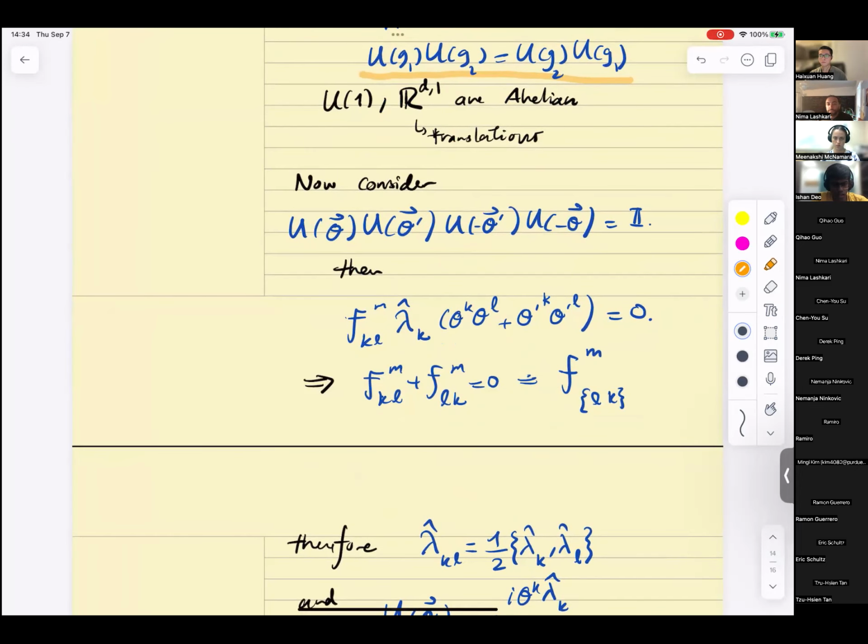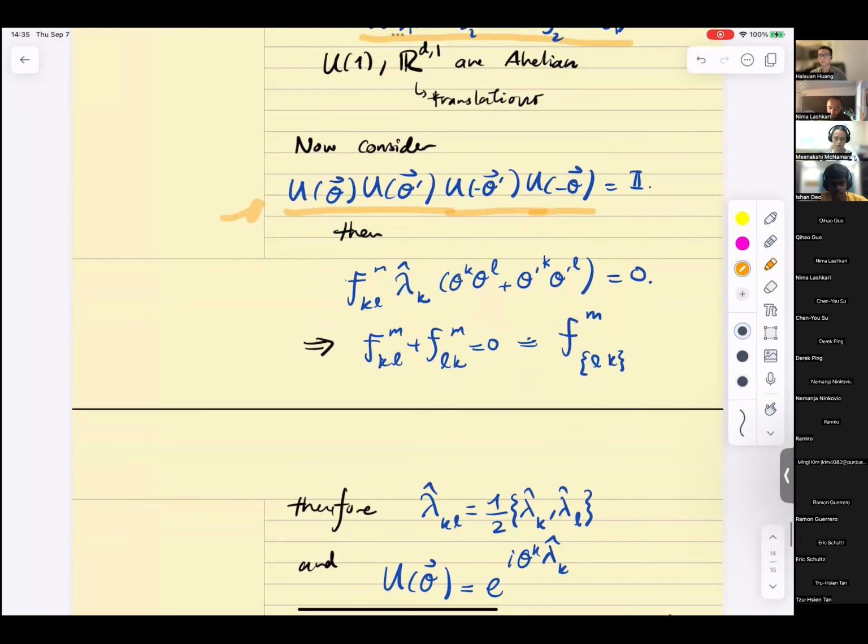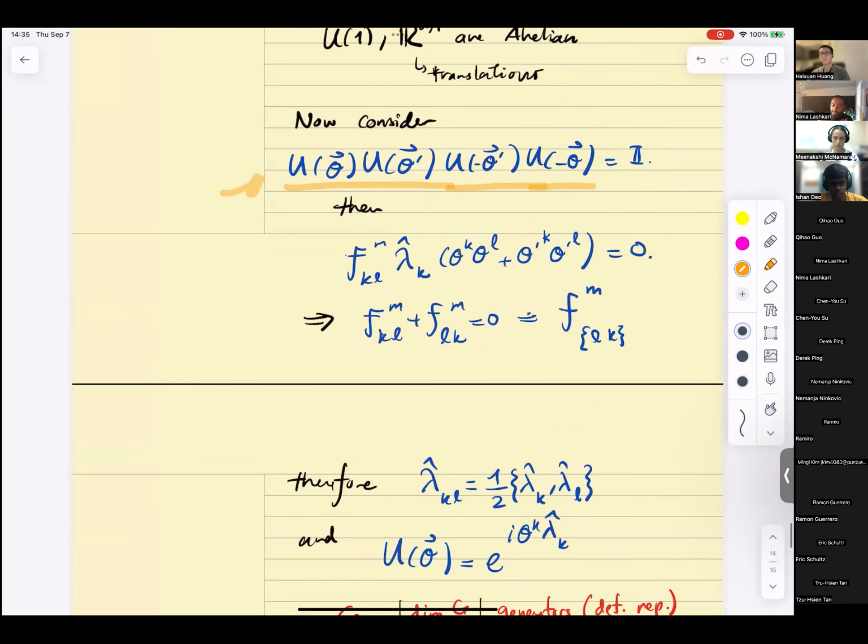Now, you still have another condition to satisfy. If you multiply U of theta and U of theta prime, followed by U of minus theta prime, U of minus theta, you should get the identity. It's a little more counterintuitive why this constraint and nothing else, but if you play around with this, you'll learn this was an extra constraint we had to impose. From this, with a little bit of algebra, it follows that your lambda k's and these f m k l's should satisfy this equation, from which you read off the fact that the f m l k's should be symmetric.